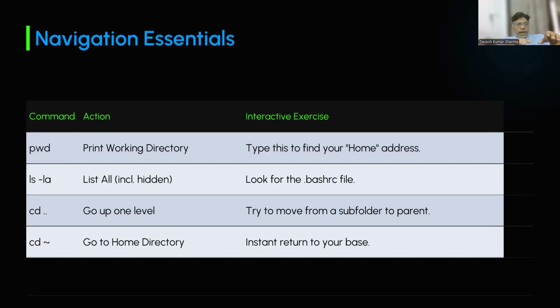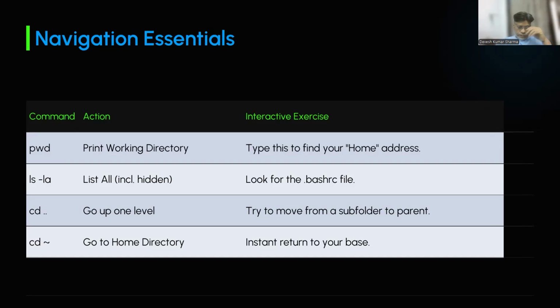ls -la. If you simply write ls, it will give you the list of files in your particular root directory, or for a particular drive it will list the files there. If you write ls -la, it will list all the files including hidden files. I have also given interactive exercises, you just try with that. We have cd .., which changes the directory level. And cd ~ makes sure you reach the home directory.